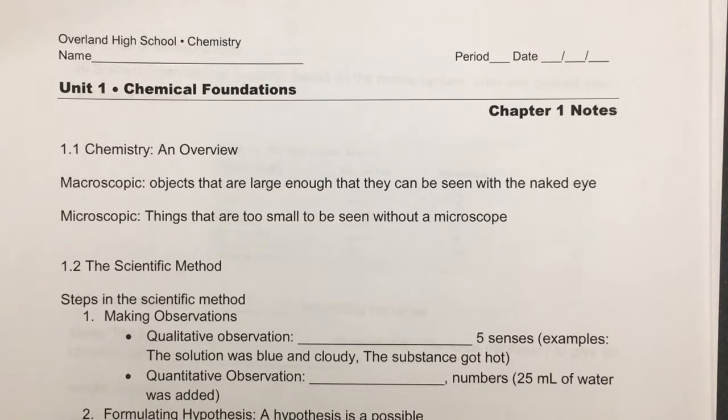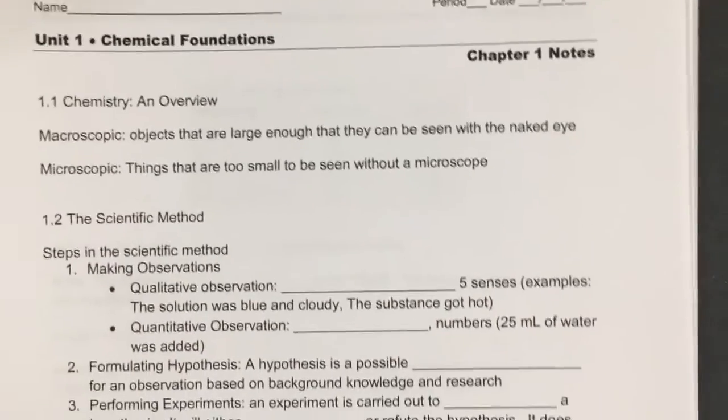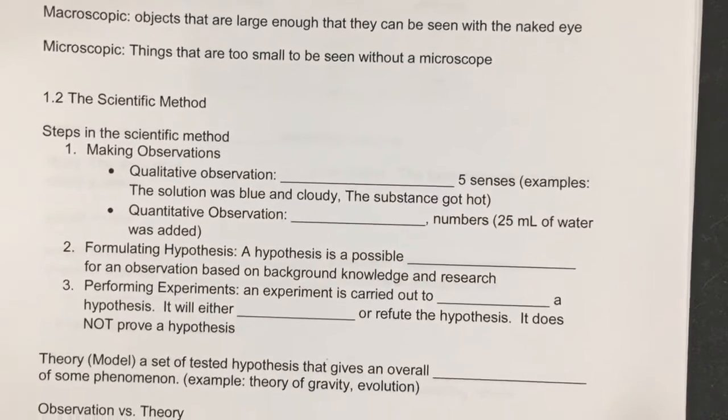In our case, microscopic things might even be too small to be seen with a microscope that you've seen in like biology class. It might be something like an electron scanning microscope, which is about the size of a room. So we'll be talking about things we can see and then things that we can't see. So we're going to be making observations this semester.